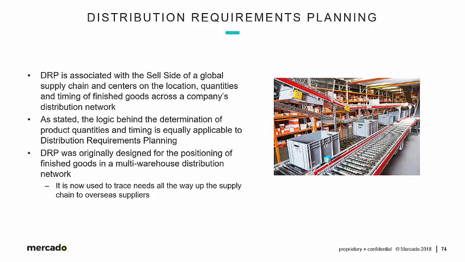Continuing on, second bullet point, as stated, the logic behind the determination of product quantities and timing in those DCs is equally applicable to distribution requirements planning, meaning that the concepts behind MRP are very similar, if not identical, to DRP. Last bullet, DRP was originally designed for the positioning of finished goods in a multi-warehouse distribution network. We spoke of that just a moment ago. Expanding our supply chain activities even further, it is now used to trace needs all the way up the supply chain to overseas suppliers.